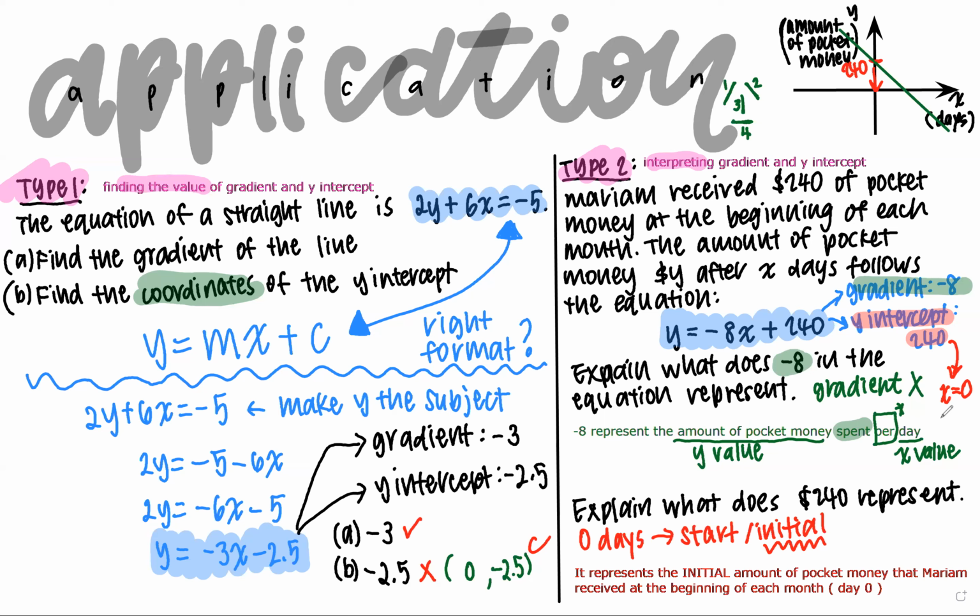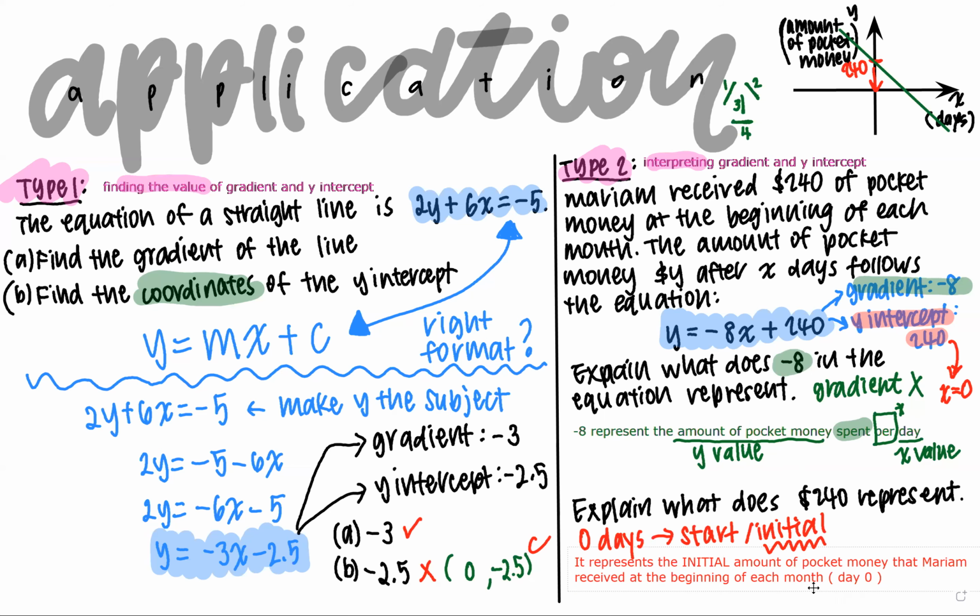Okay? So right now, when it comes to 240, we know that's the initial money she received. You need to add one more keyword, because the action is she spent, correct? So if it's initial, did she spend or did she not spend? She has not spent. So you have to say, it represents the initial pocket money she received without spending any money.